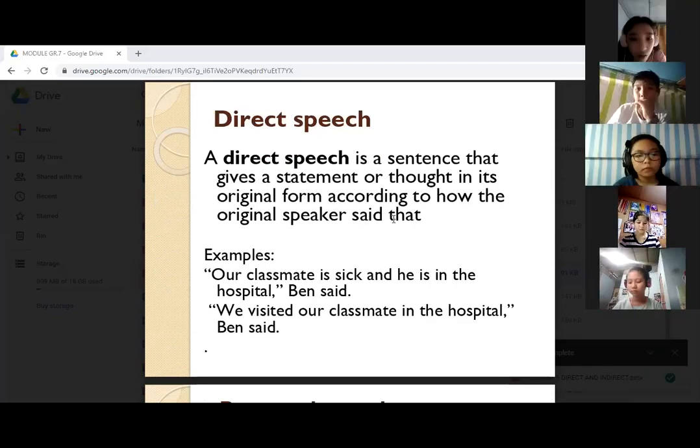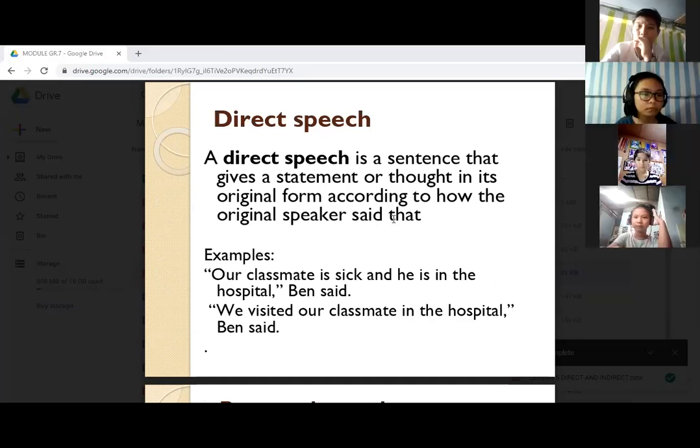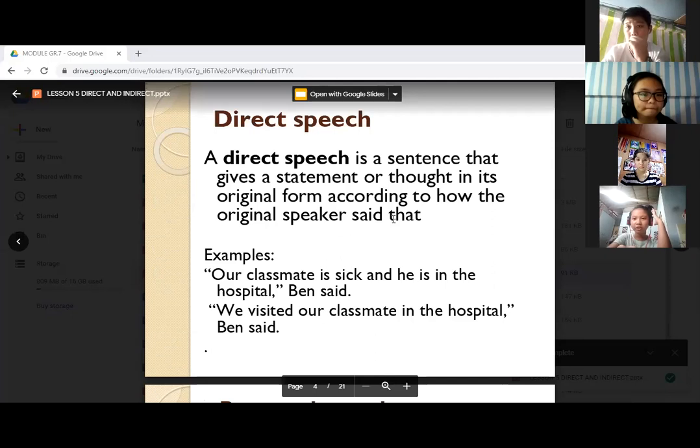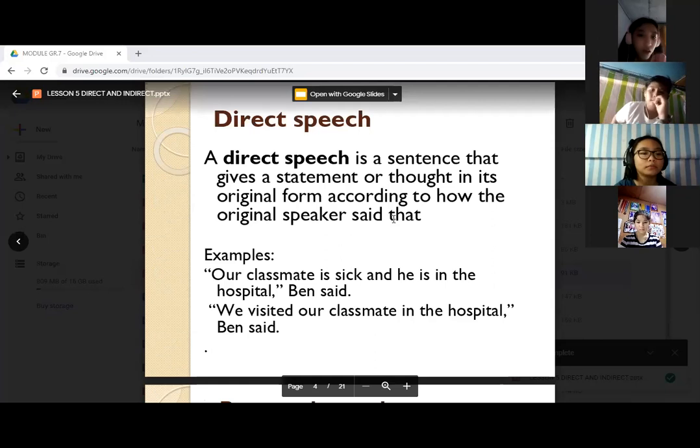Can you please read the meaning of direct speech? Segundina Altea, can you please read? Direct speech. A direct speech is a sentence that gives a statement or thought in its original form according to how the original speaker said that. So according to its meaning, a direct speech is a sentence that gives a statement or thought in its original form, according to how the original speaker said that.